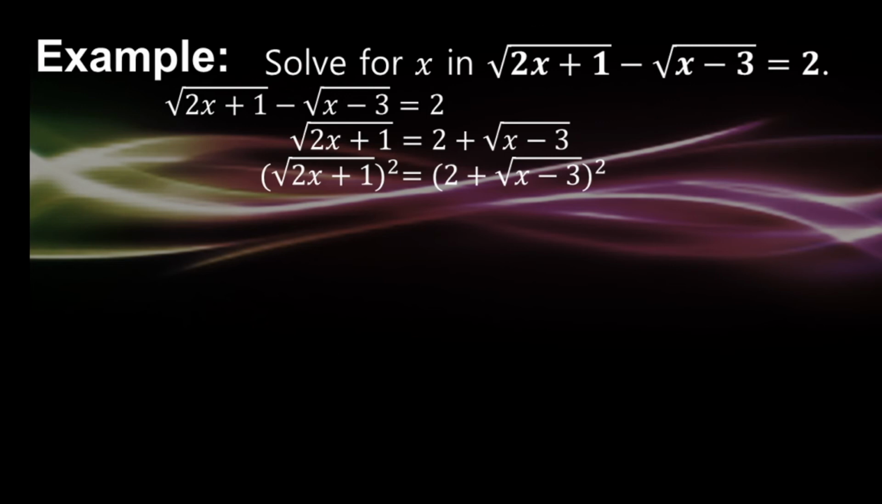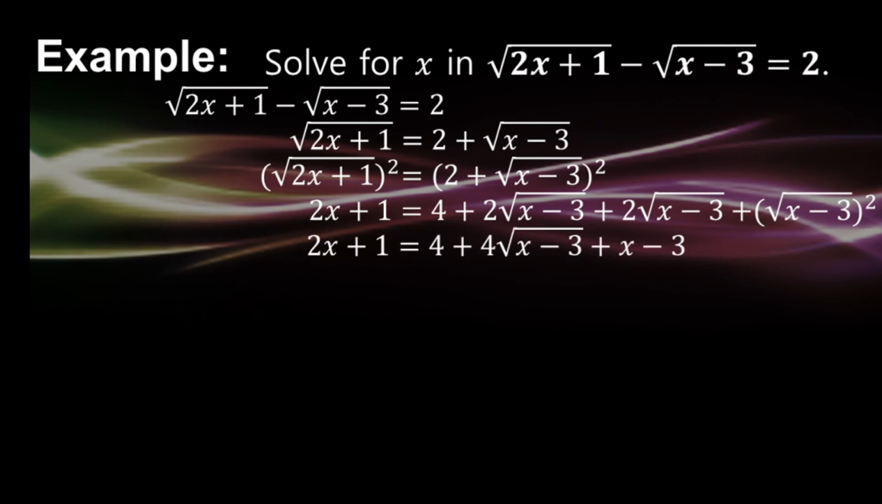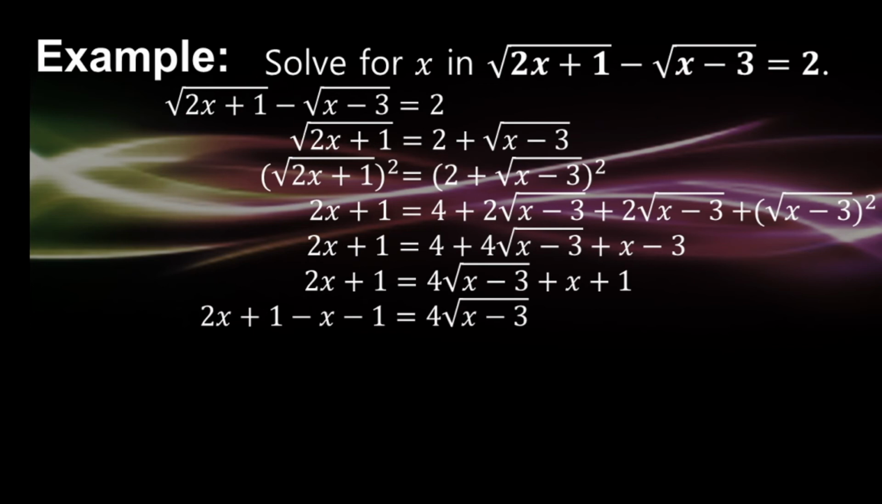We have 2x plus 1 is equal to 4 plus 2 square root of x minus 3 plus 2 square root of x minus 3 plus the square of the square root of x minus 3. Simplifying further by combining similar terms, therefore we have x is equal to 4 square root of x minus 3.